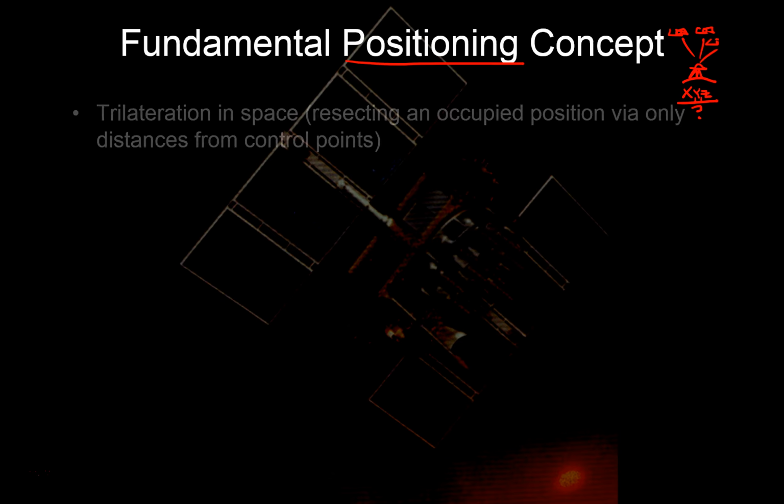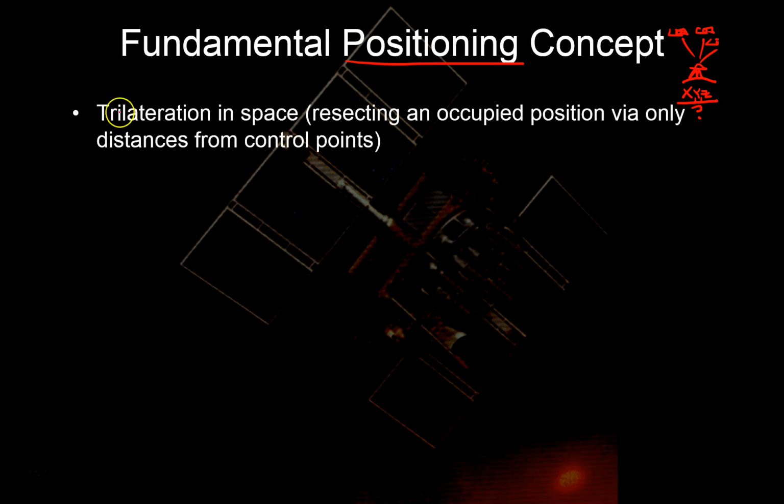Again, here I am on the Earth with my receiver. How can I make measurements to a set of satellites and figure out where I am? Figuring out where I am, I'm always just going to say X, Y, Z. So I want to solve where am I, X, Y, Z on the Earth. How does GPS allow us to solve this problem? This is what I call the fundamental positioning concept.